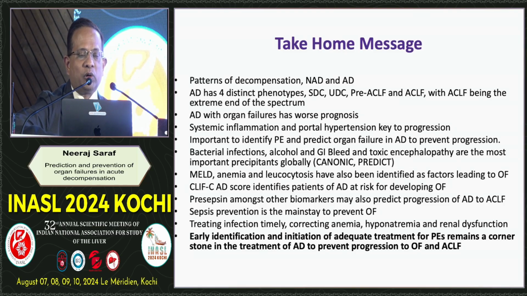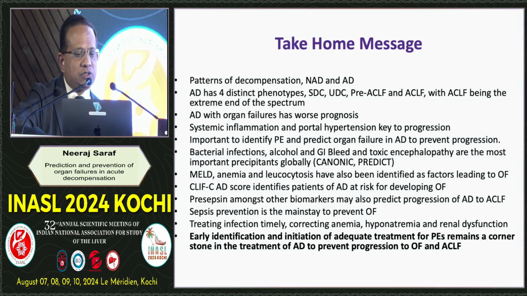Systemic inflammation and portal hypertension are the key factors which decide the progression of acute decompensation to ACLF. It is important to identify precipitating events and predict organ failure in AD to prevent progression. Bacterial infections, alcohol, GI bleed, and toxic encephalopathy are the most important precipitants globally, and they've been shown in studies as early as 2013 and as late as 2022. MELD score, anemia, and leukocytosis have also been identified as factors leading to organ failure.